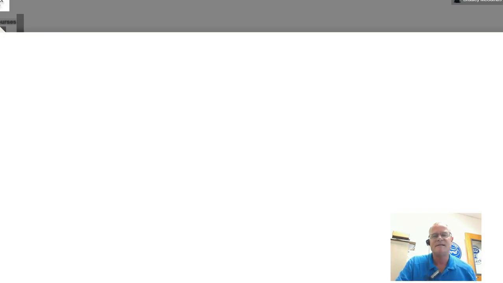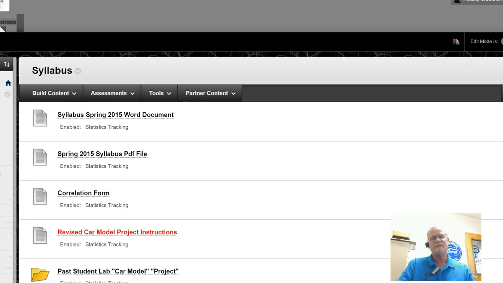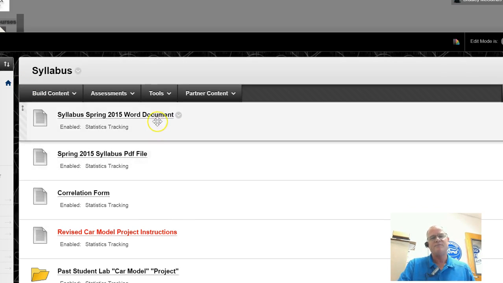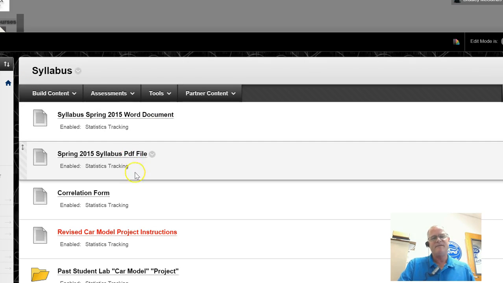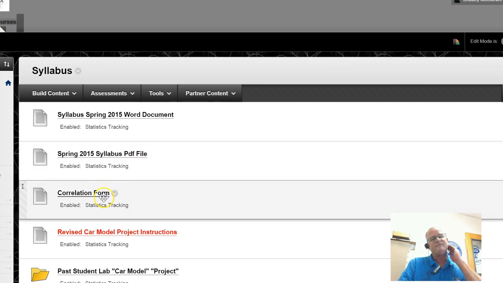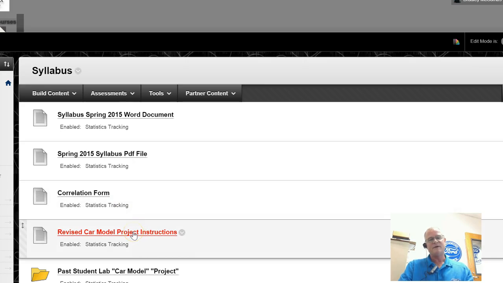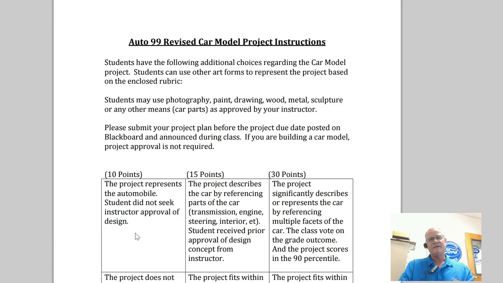as a syllabus, but it does not just show the syllabus. The syllabus is as a Word document, as a PDF file. It shows the correlation form that was sent, the revised correlation form. And then here are some revised car model project instructions. This is sent as part of my syllabus, but it also is a revision.